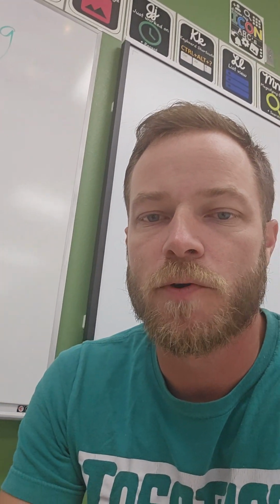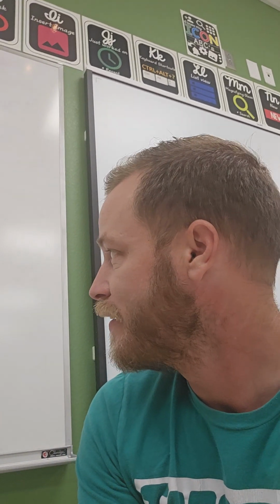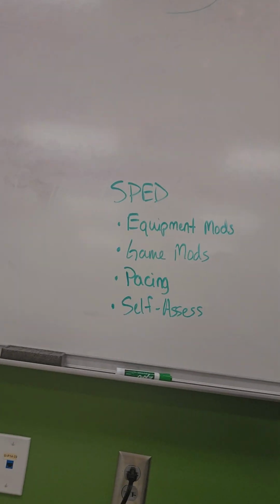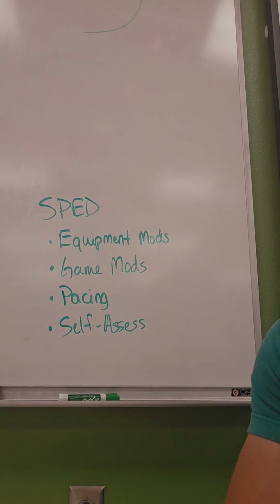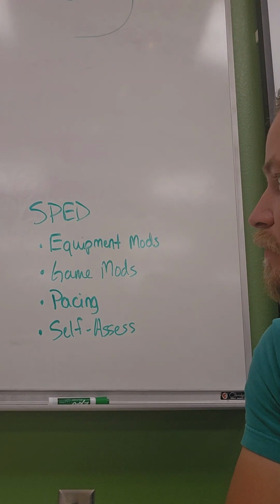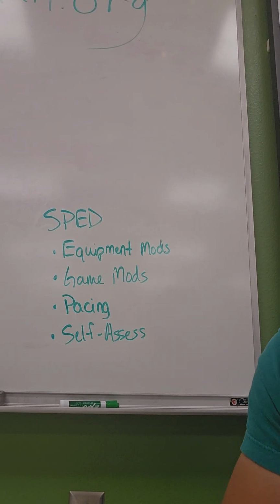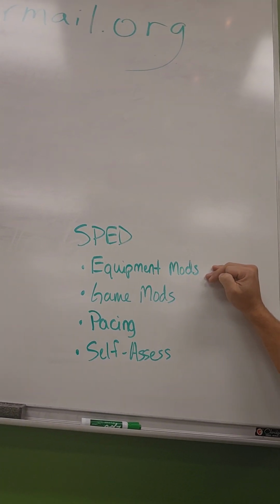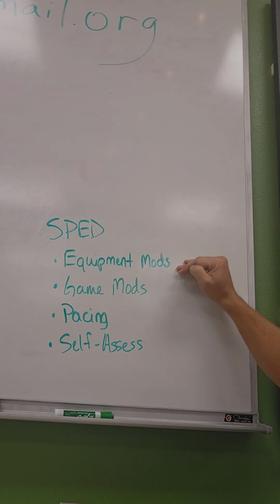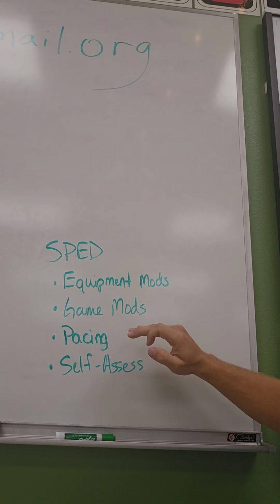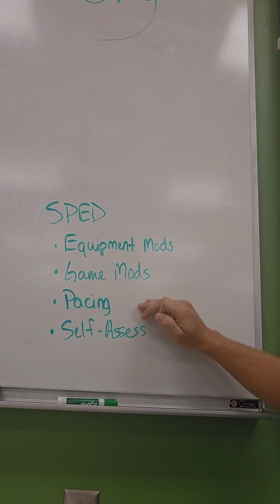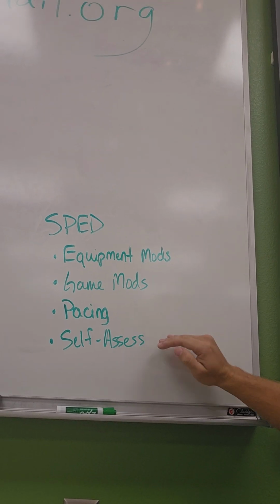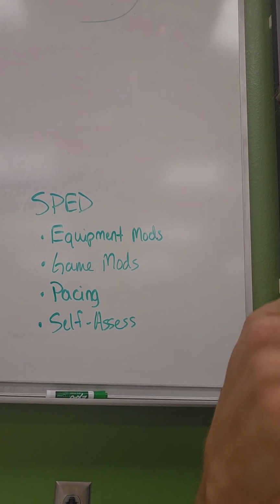What's up, guys? This is differentiation in the PE space for students with special needs. And I kind of wrote these up on the board. Last time I did gifted students, I didn't really write bullets for you, but the basic differentiations that we do in my classroom in our adapted spaces are equipment modifications, game modifications, our pacing, like our outlook on how quickly we're going to get that standard achieved, and then self-assessing with the students, having the students think about their learning and where they are.